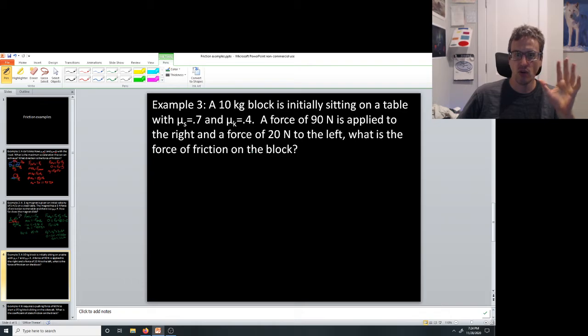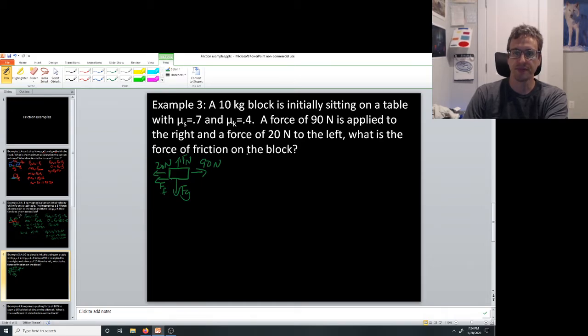So we talked about what we need to do to figure out if it's going to slide. Step one is we still draw the force diagram. We've got Fg, Fn, we've got 90 newtons this way, and we've got 20 newtons this way. And what way is the force of friction going to be? If it's static friction or kinetic friction, it's supposed to be this way. So the friction is going to be this way.